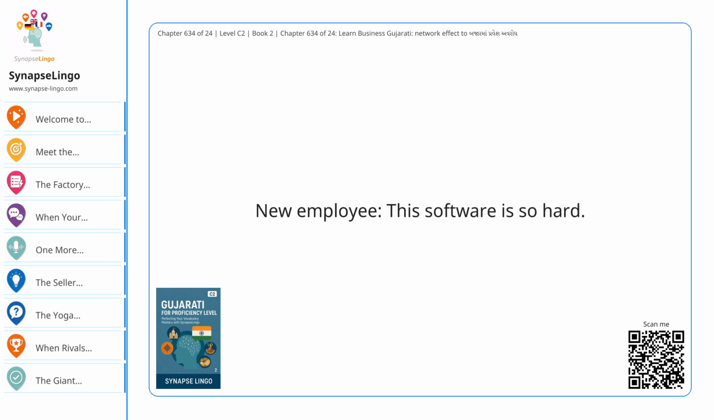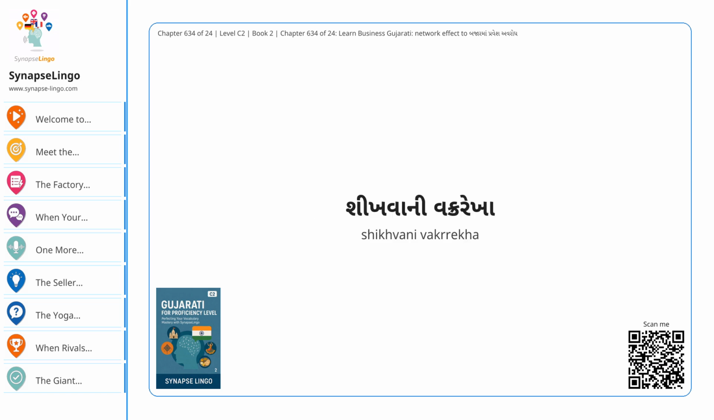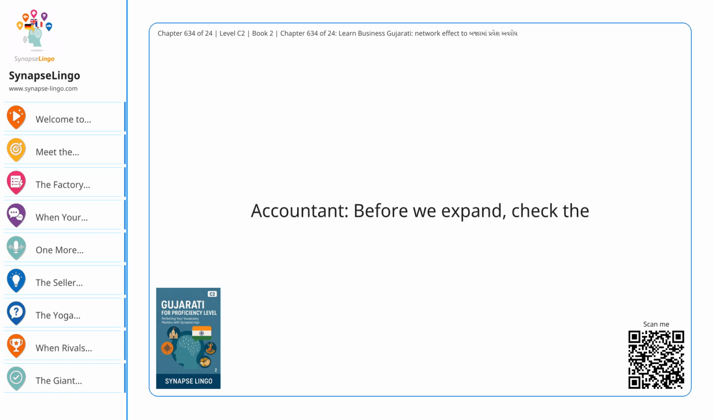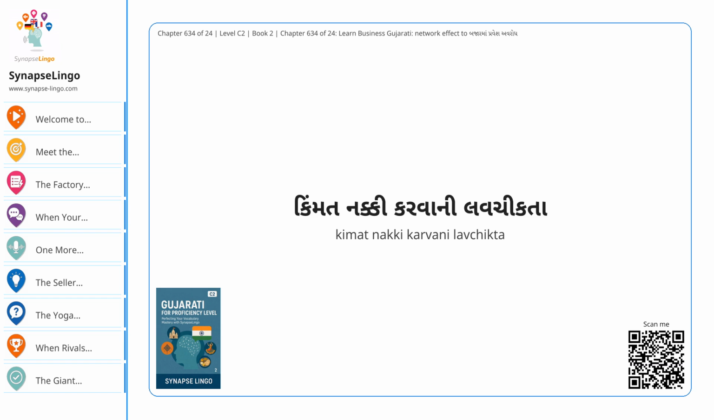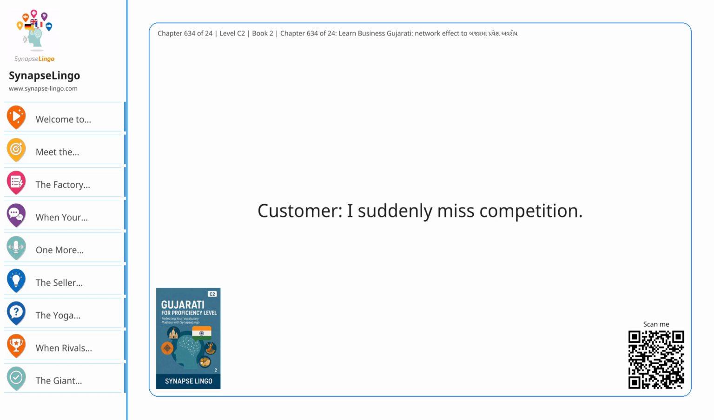New employee. This software is so hard. Manager. Relax, it is just the શીખવાની વક્રરેખા. Accountant. Before we expand, check the સીમાંત ખર્ચ. CEO. You always know how to make a meeting exciting. Shopkeeper. We can raise prices because we have બજાર શક્તિ, and some કિંમત નક્કી કરવાની લવચીકતા. Customer. I suddenly miss competition.